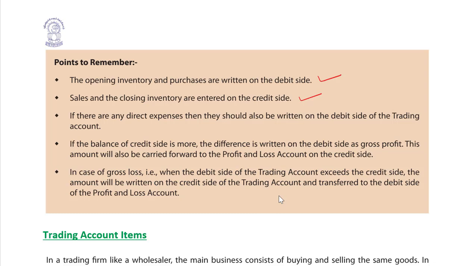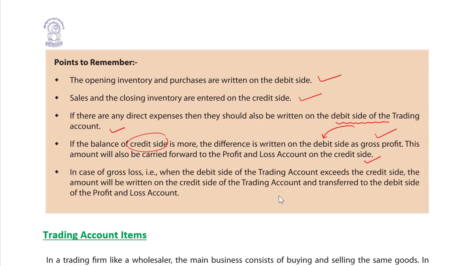If there are any direct expenses, then they should also be written on the debit side of the trading account. If the balance of the credit side is more, the difference will be written on the debit side as gross profit. This amount will also be carried forward to the profit and loss account on the credit side.